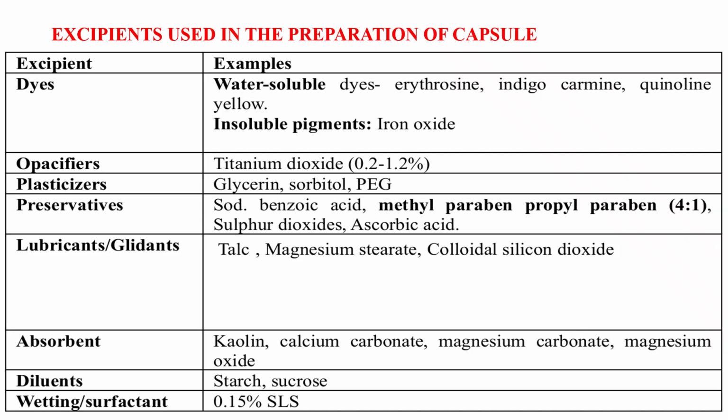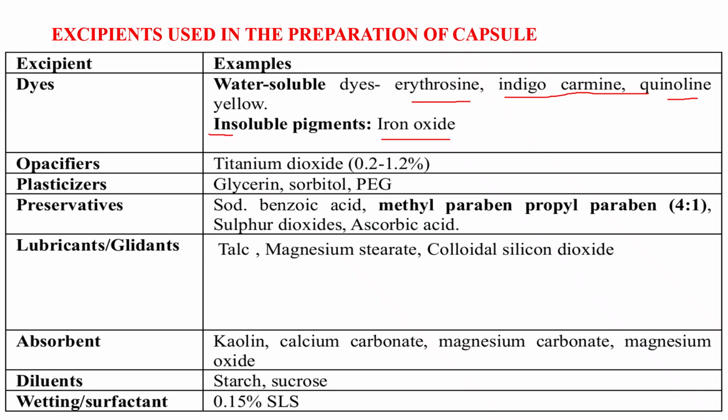What are the water soluble dyes? Like erythrosine, indigo carmine, quinoline. These are the dyes which are water soluble. You have to remember water soluble as well as water insoluble. Water insoluble means insoluble, I for insoluble, I for iron oxide. So iron oxide is nothing but the water insoluble pigment dye which is used in the preparation of capsule.